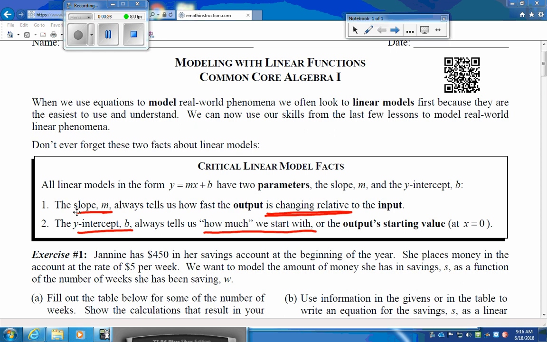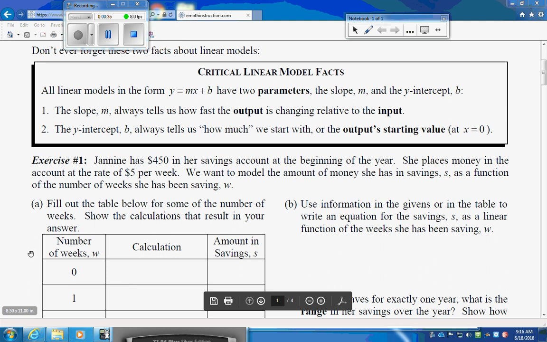So what we're going to do in our examples today is try to determine those two amounts so we can write an equation from them.